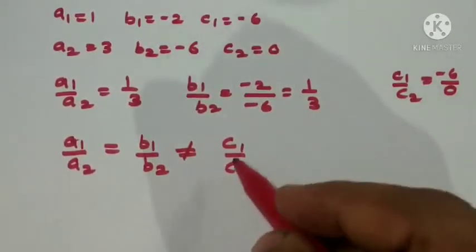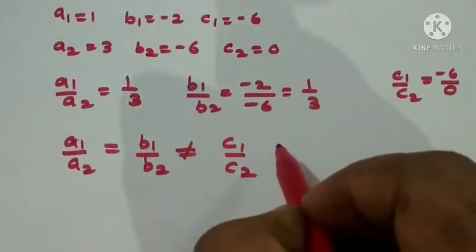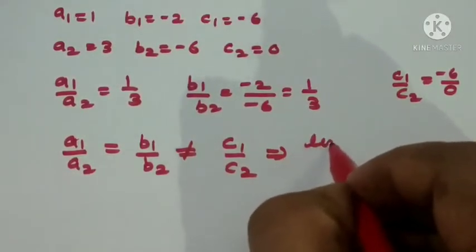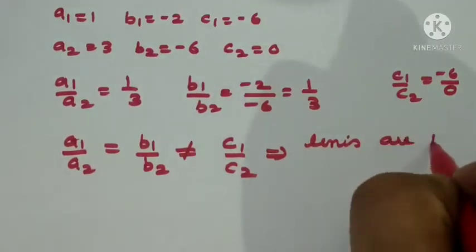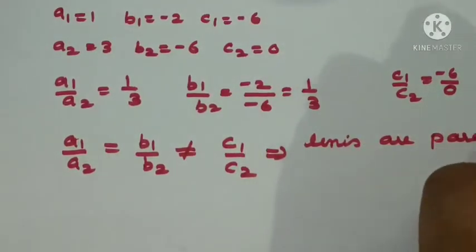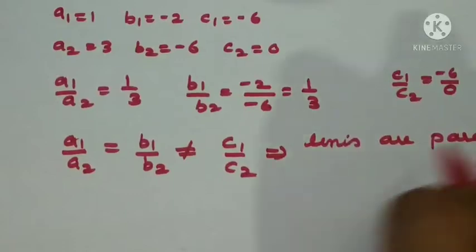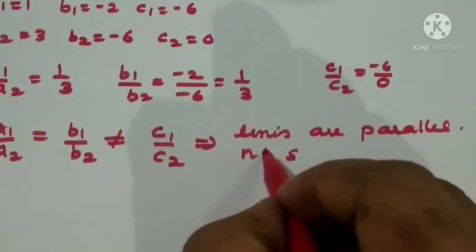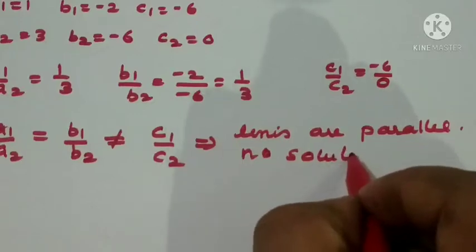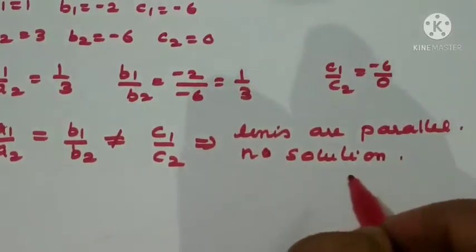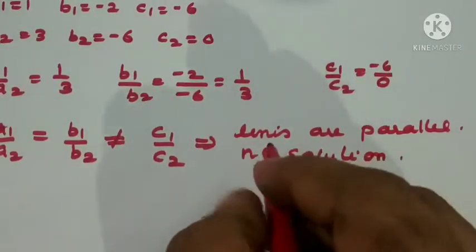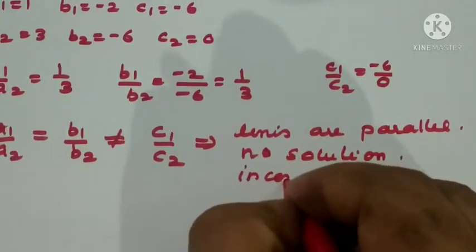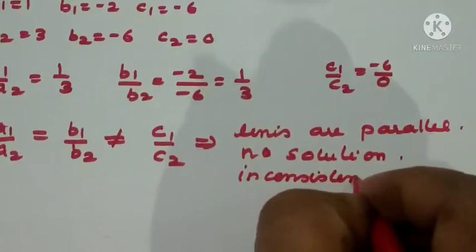So what is the condition? The third ratio is not equal. So what we can say, that the lines are parallel. Lines are parallel, so no solution. No solution, therefore we can call that the given pair of lines is inconsistent. Inconsistent pair of lines.